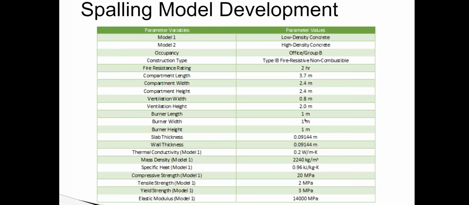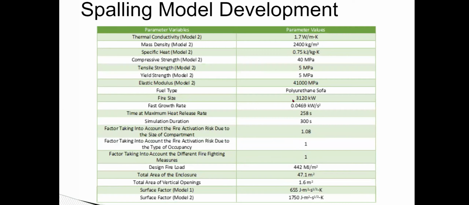And then we want to be consistent, so I just made this all metric. And then for both of those, I got what their thermal properties are. And then next, I also got the material properties. For the fuel, I just used a polyurethane sofa, so this can be changed depending on what scenario you have, and then the fire size.